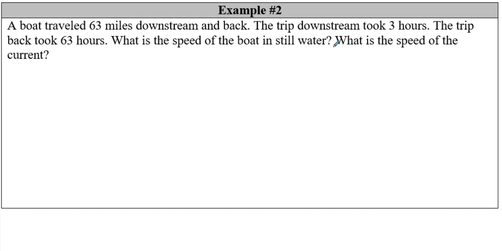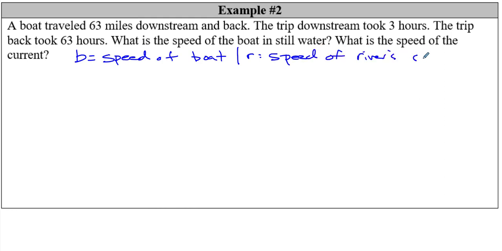So here we're looking for the speed of two different things, so we probably should not use the letter S. I'm going to use the letter B for the speed of boat. And then I will use the letter R for the speed of the river, speed of the river's current. Very good. All right. Then the other piece that we need to know, remember this is a distance problem, and our distance formula is distance is equal to rate times time.